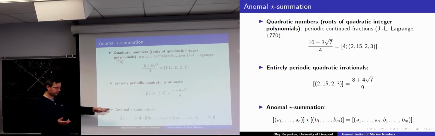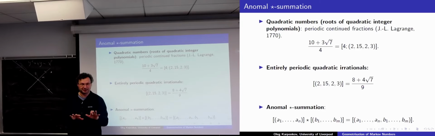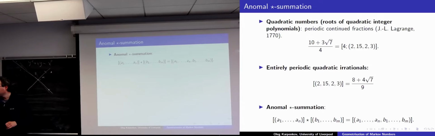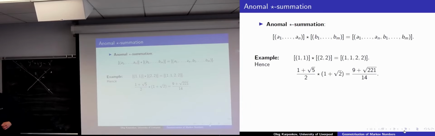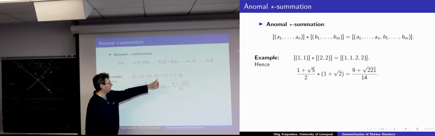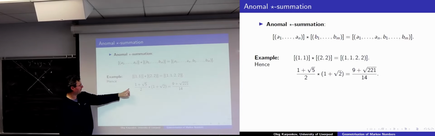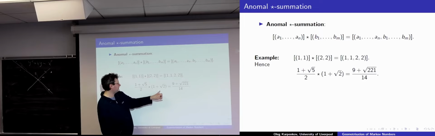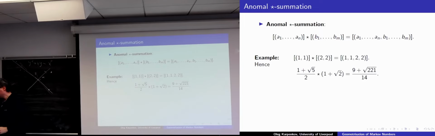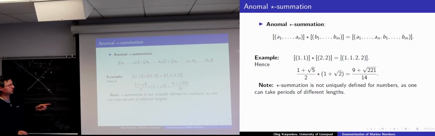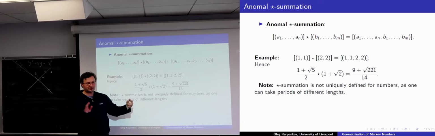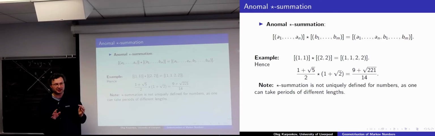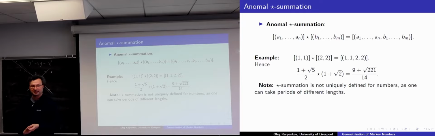So you can take two periods and just concatenate them. Take both of them. There is an example: you can take the period 1, 1 and the period 2, 2, and you get 1, 1, 2, 2. Like if you multiply 1 plus square root 5 over 2 times 1 plus square root 2, you have that. Of course, there is a big difference in the choice of the period, because you can take length 2, length 3. That's true. So star summation is not uniquely defined, since it depends on the length of the period and the starting position of the period. So you will have different summations here.